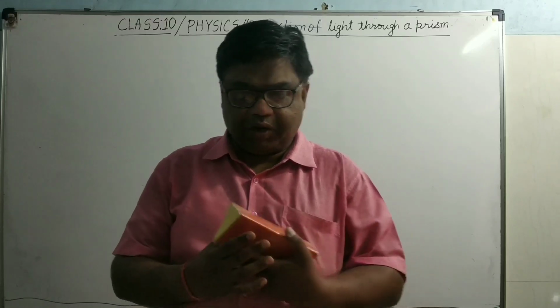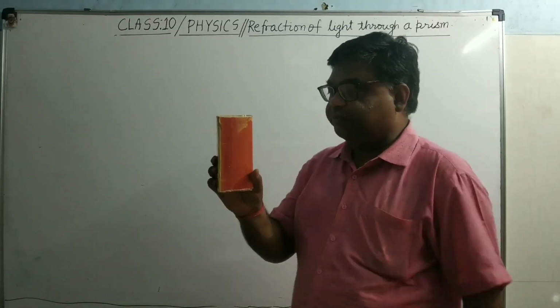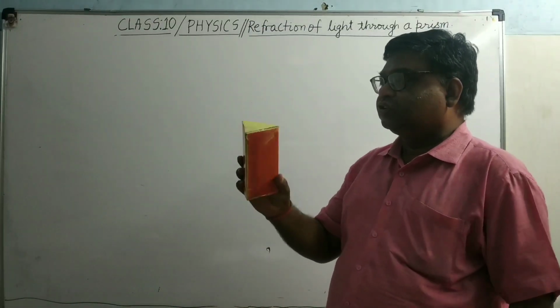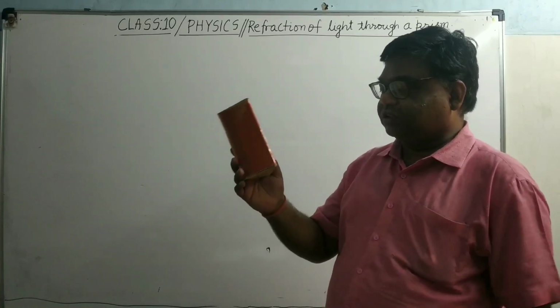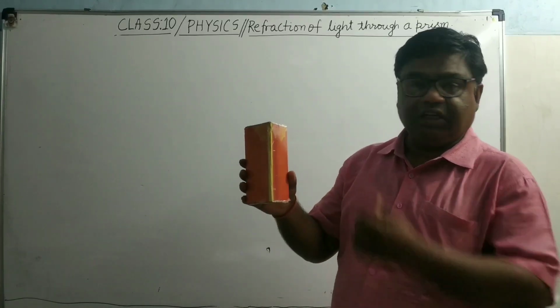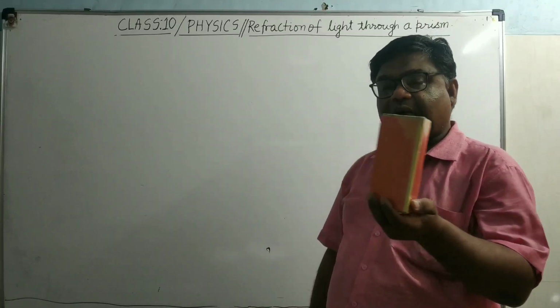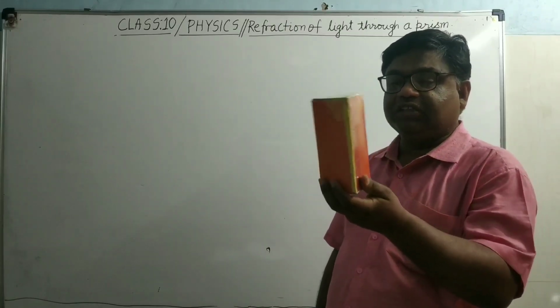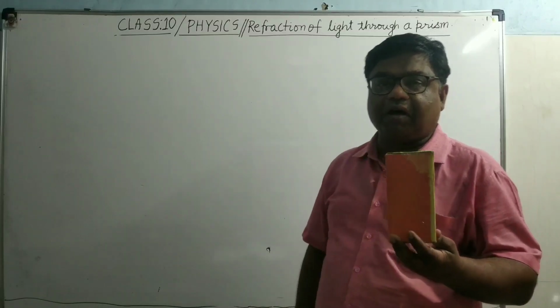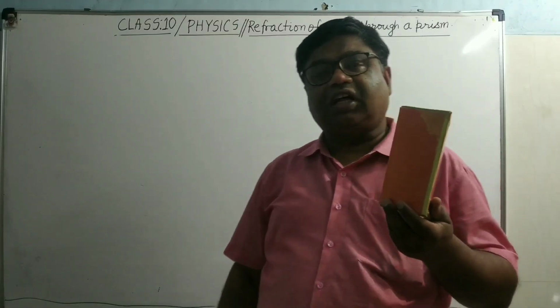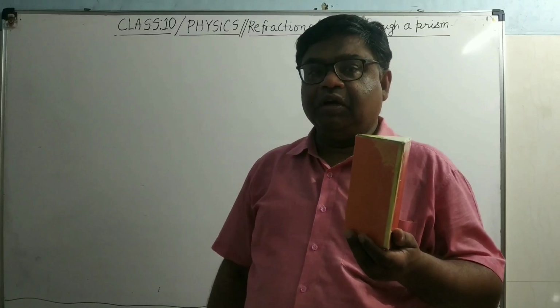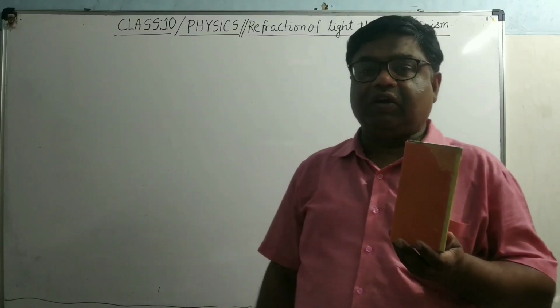Since I don't have a prism here, I have prepared one. This is a prism. A prism is a transparent optical medium. Though here it is not transparent, it is made of glass. A prism is a transparent optical medium bounded by three rectangular faces.